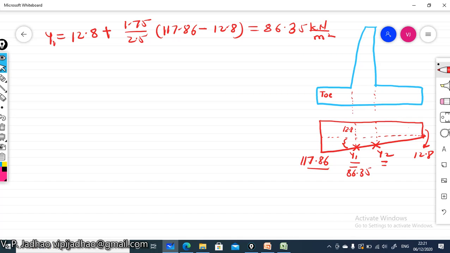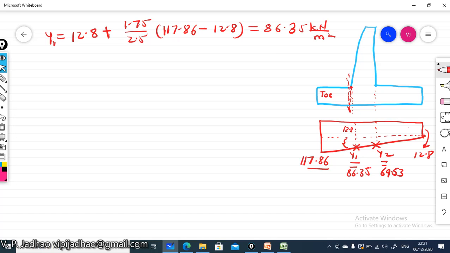Similarly, we can calculate the value of this y2 by using similarity of triangles, and we will get this value as 69.53 kilonewton per meter square. So these are the values. Now we have to calculate the bending moment at the face of this stem joining this toe. At this particular face we have to calculate the bending moment.